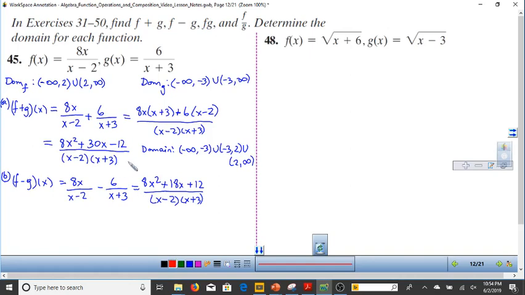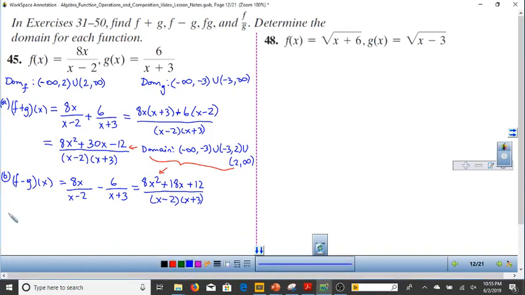So the domain for f plus g would be the same as the domain for f minus g. For the sake of space, I'm just going to write that down as the domain for those.